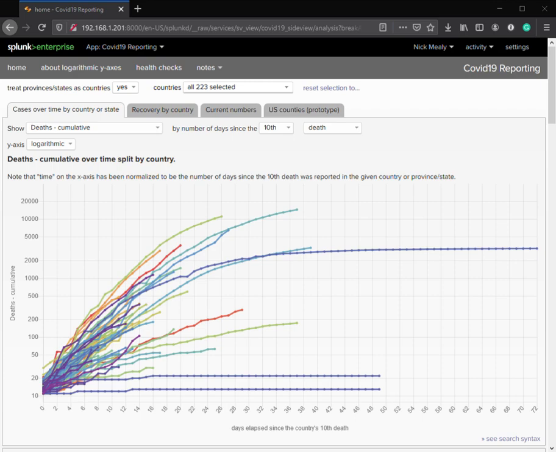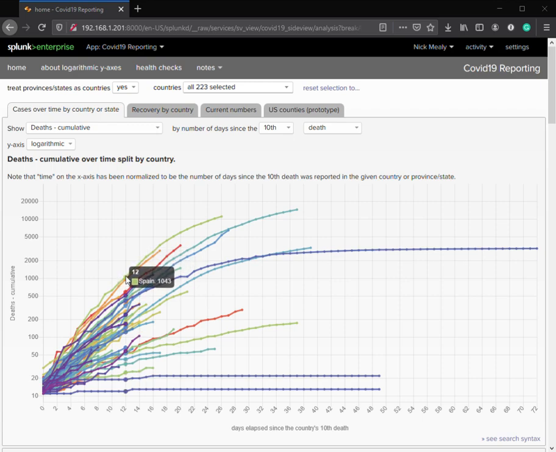We're still charting total cumulative deaths over time by the number of days since the 10th death. The points are the same. The y-axis is different. So points on this chart, if they're making a straight line that goes up and to the right, as for example Spain's line was here, that means it's in an exponential growth phase. It's doubling.